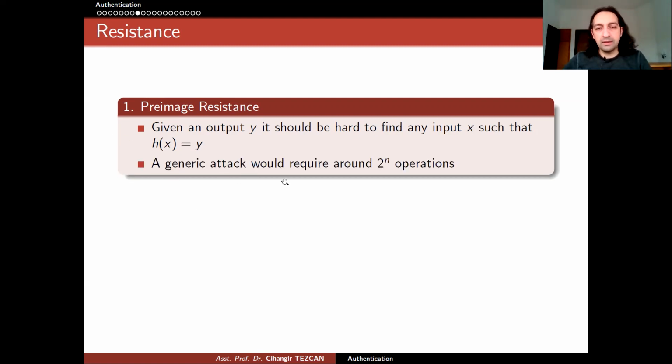A generic attack like a brute force trial would require 2 to the n operations, where n is the length of Y. So if it is 256 bits, you can try 2 to the 256 different inputs, and you expect to hit this Y value at some point.